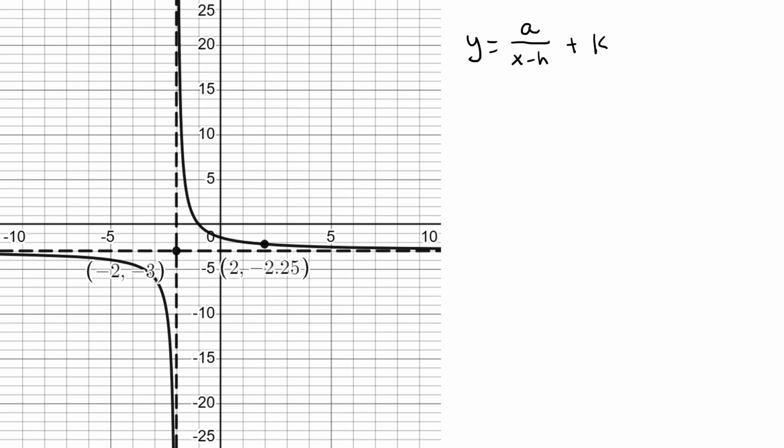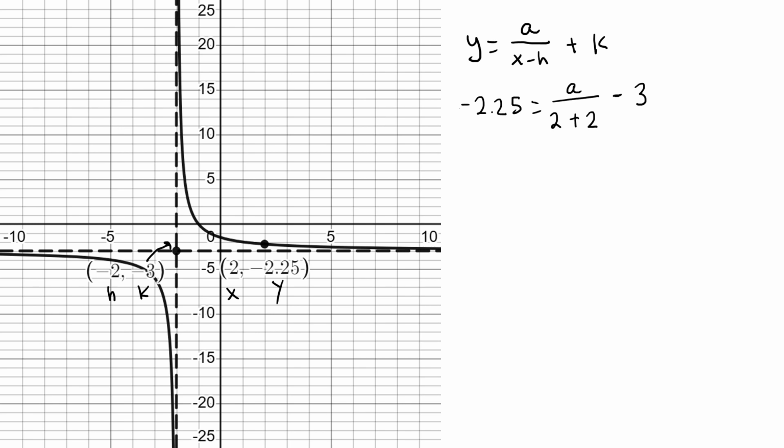Okay, so the intersection point is here. That's this point here. So we're going to let h be negative 2, k be negative 3. This point is our other point, so we're going to let that be x and y and start plugging it in. So y is negative 2.25. That equals a, I do not know a yet. x is 2. h is negative 2, so minus a negative, again opposite gives me positive. And then k is negative 3.